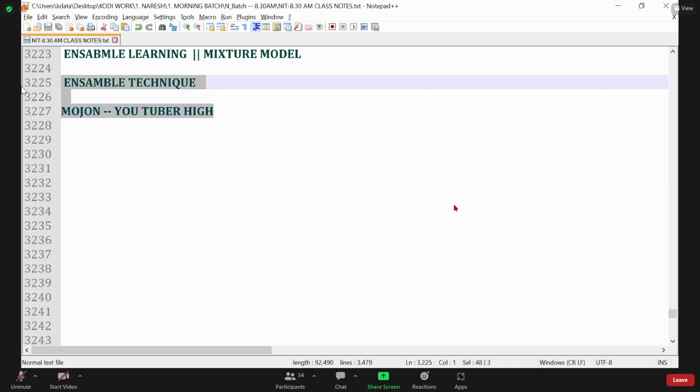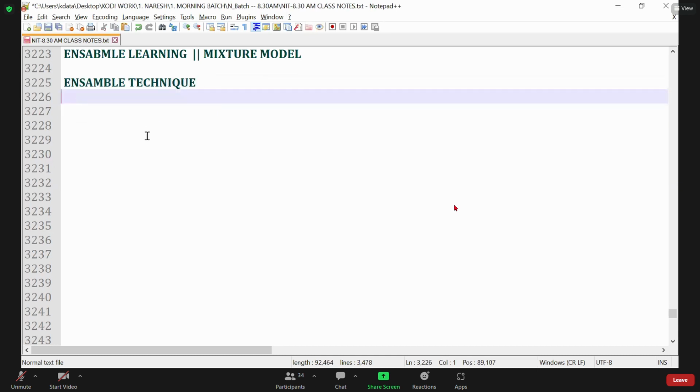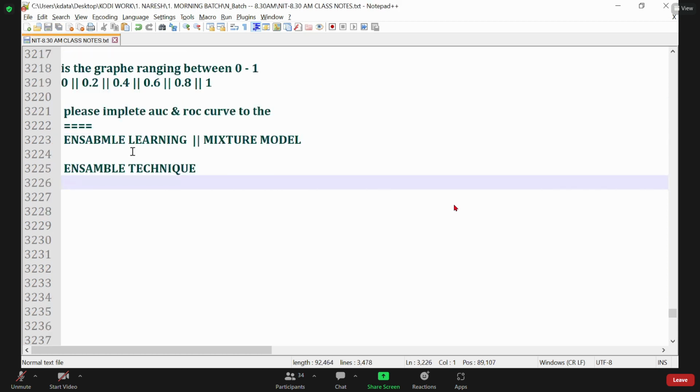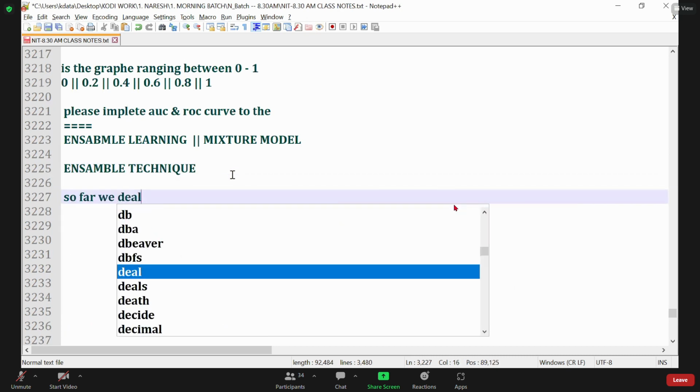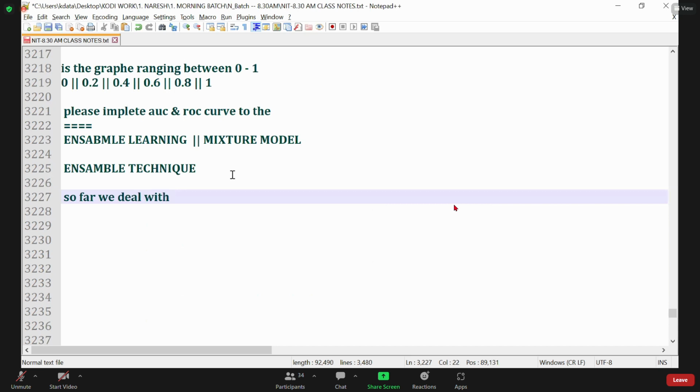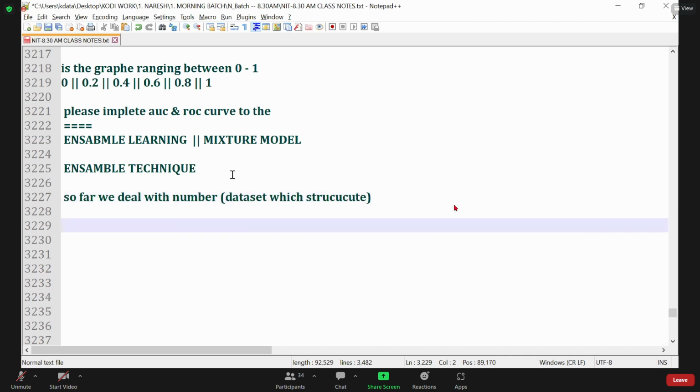Okay, I will complete the ensemble techniques on Monday, Tuesday and Wednesday. Thursday, we go back to one end-to-end project, and Friday we complete classification. Next Monday and Tuesday, I will start clustering and AI. So far we have dealt with numbers, isn't it? Numbers means what? Data sets, guys, which is structured data. From next week, we deal with unstructured data like text articles and images.